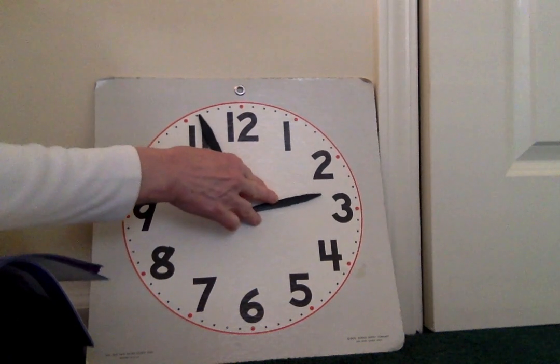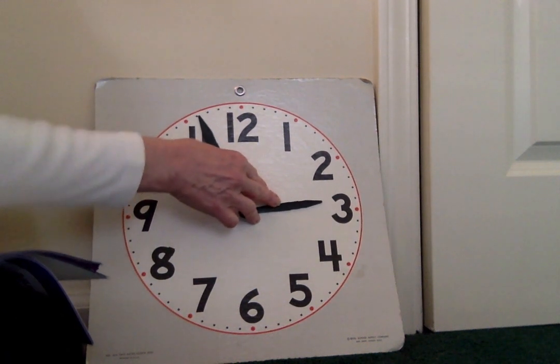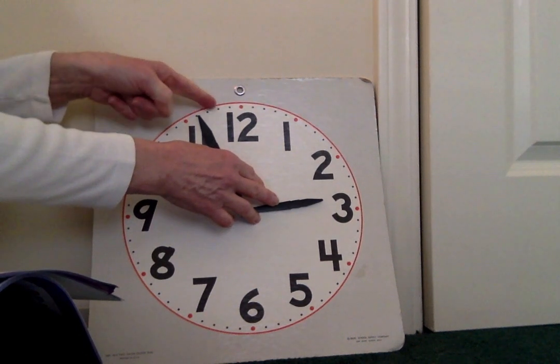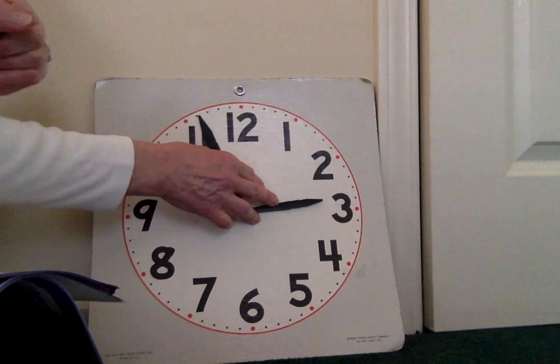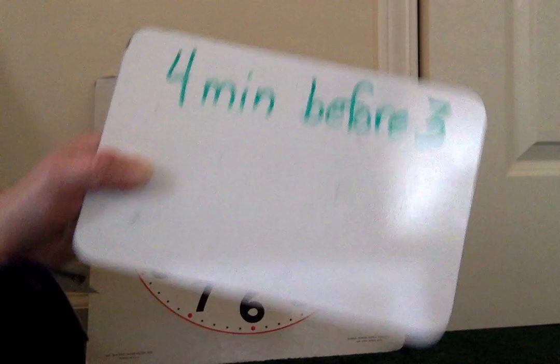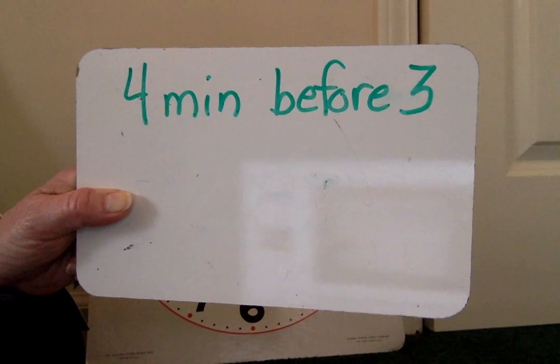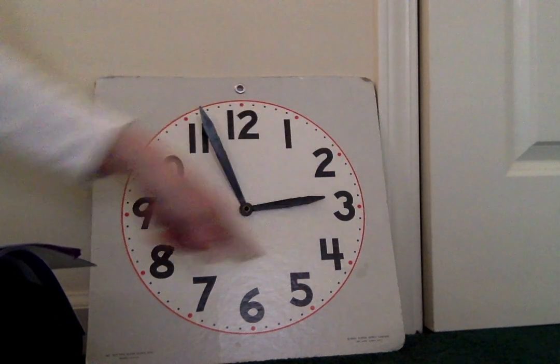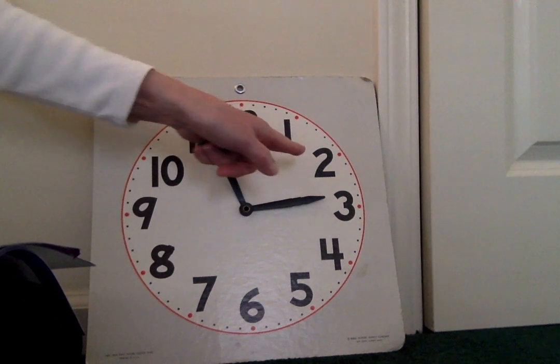It's almost 3 o'clock. How many minutes until 3 o'clock? 1, 2, 3, 4. 4 minutes to 3. 4 minutes before 3. Write it like this. And that's the same as how many minutes after 2, because it's not 3 yet, so it's still after 2.